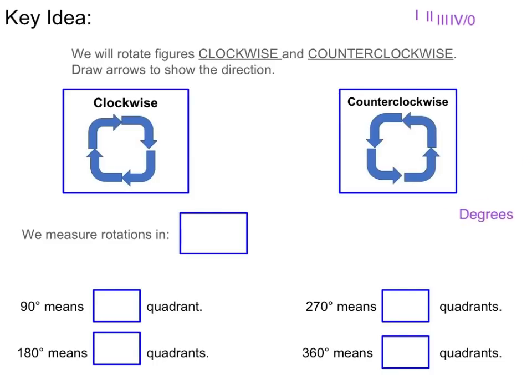When we talk about rotations, we measure them in degrees. We're talking about a 90-degree rotation or a 180-degree rotation, etc. When we're going 90 degrees in our rotation, that means we're going one quadrant over. When we're going 180 degrees, that means we're going two quadrants over. When we go to 270 degrees, that means we're going three quadrants. And when we're going 360 degrees, we're either going all four quadrants, or another way to think of it is going zero quadrants, because if you rotate something 360 degrees, it ends up in the exact same spot that it started in.